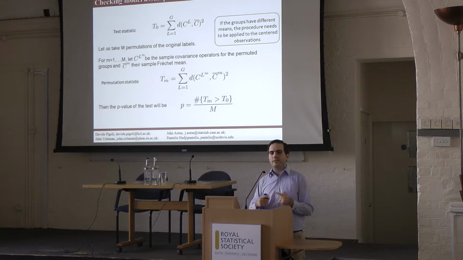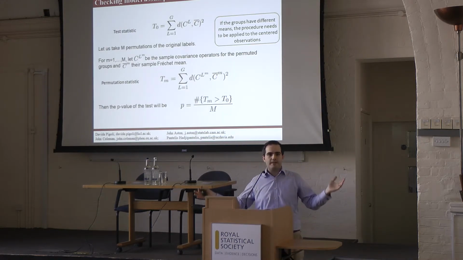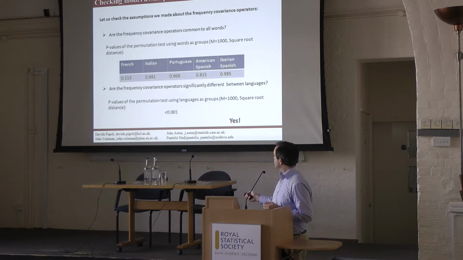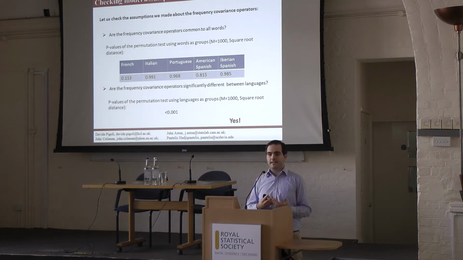So you permute the labels now, instead of across two groups, across the multiple groups, so across the 5 languages. Each time you compute this test statistic, and you build up the permutational distribution of your test statistic, which you use to compute the p-value. Okay, so what's the result of this?